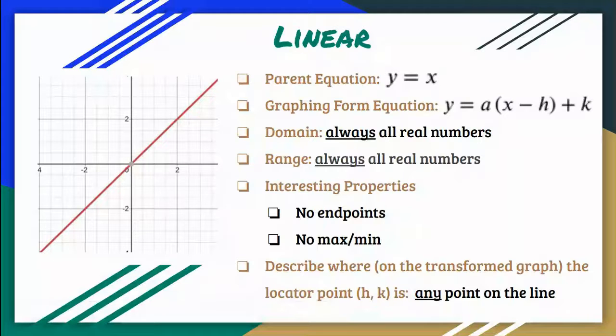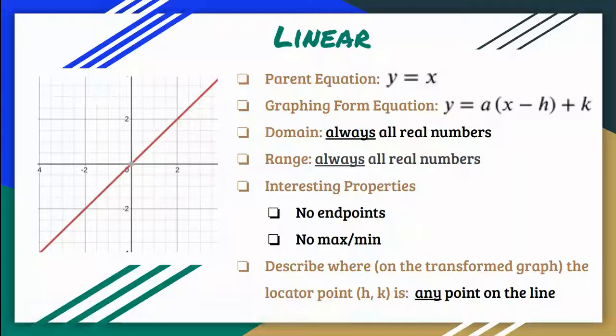When we are working with linear functions, the domain and range are both always all real numbers. And you can just write it like that, all real numbers. Some interesting properties, we don't have any endpoints because this graph will go on and on forever. There's no max or min, again, because it goes on and on forever. There's no definitive stopping point.